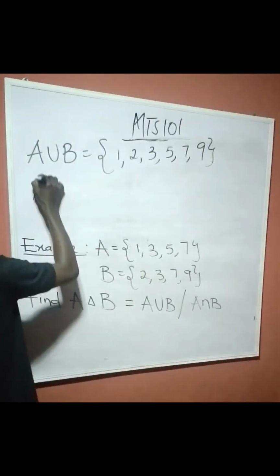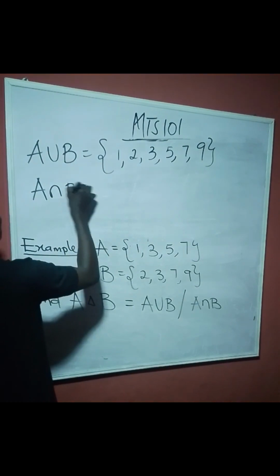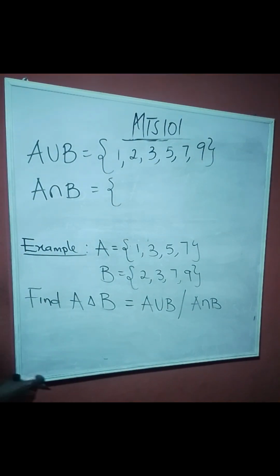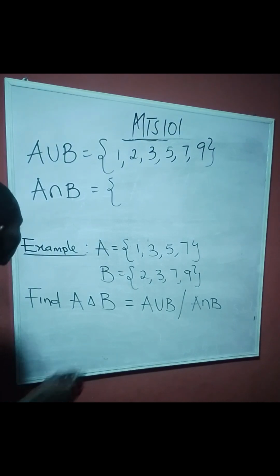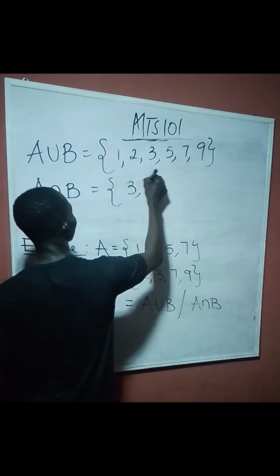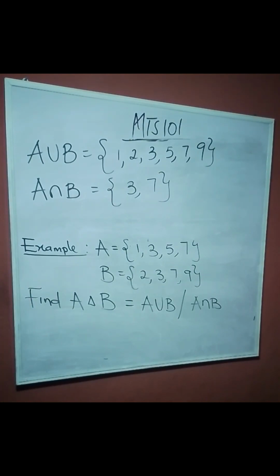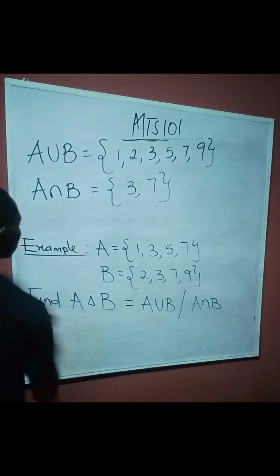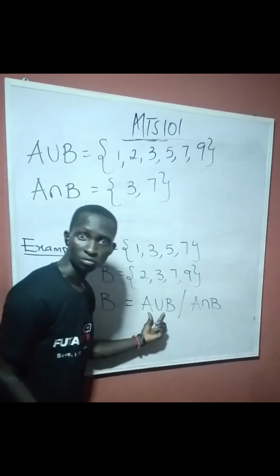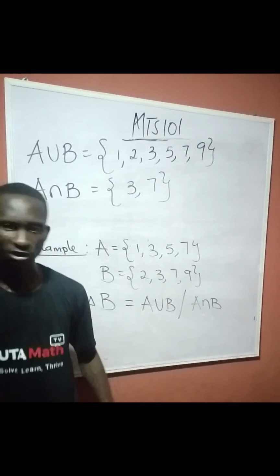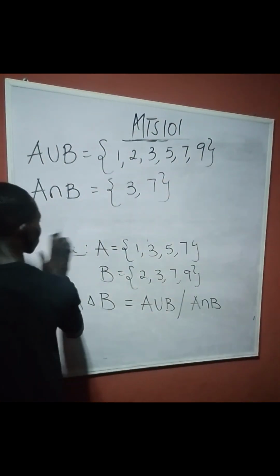Let's find the intersection. What does intersection mean? Intersection means the common elements in both A and B. So what's common to A and B? 3 and 7, right? Correct. 3 and 7. Now let's find the difference. Since we know that symmetric difference says that what? A union B difference or minus A intersection B. So let's do that.